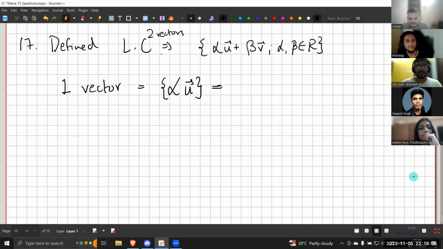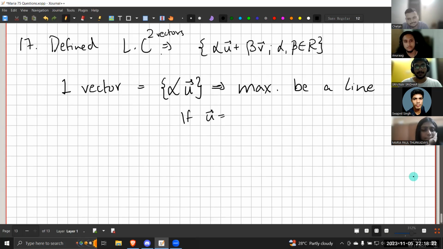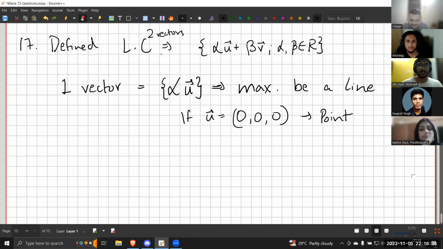And this can maximum be a line. Why do I say maximum? Because if we take 0, 0, 0, then it would just be a point. If u is equal to the 0 vector, 0, 0, 0, then this will just be a point. No matter what alpha times 0, 0, 0 I take, I'll still only stay at 0.